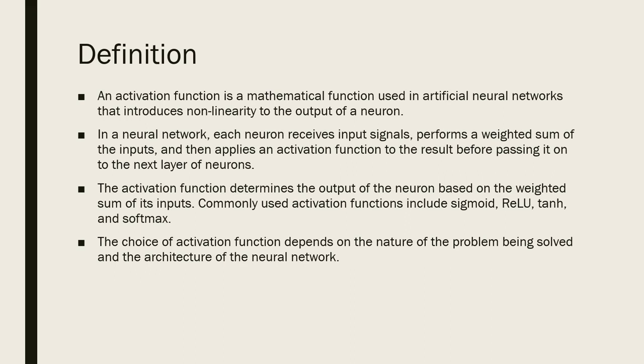An activation function is a mathematical function used in artificial neural networks that introduces nonlinearity to the output of a neuron. Each neuron receives input signals, performs a weighted sum of the inputs, and then applies an activation function to the result before passing it on to the next layer of neurons. It must be efficient and it should reduce the computation time, because the neural network is sometimes trained on millions of data points. The choice of activation function depends on the nature of the problem and the architecture of the neural network.